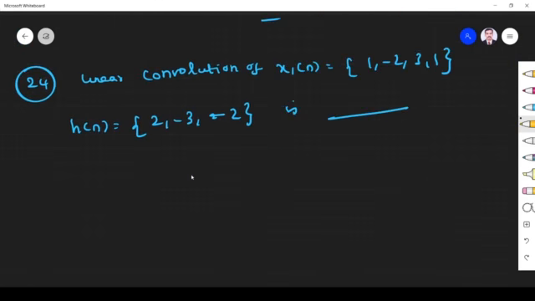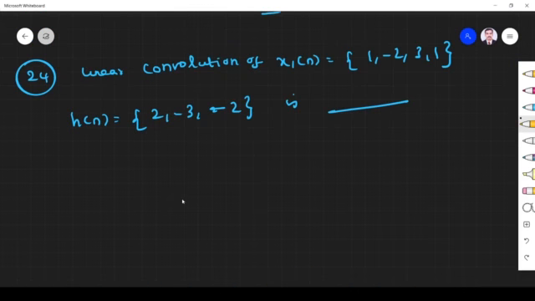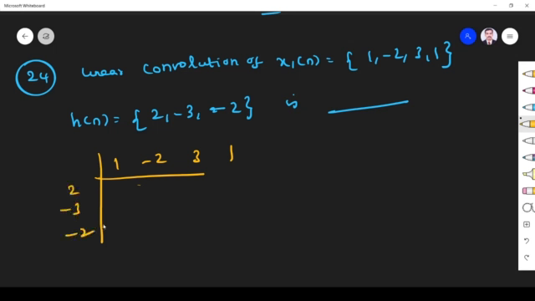Okay, what is the linear convolution of x of n and h of n? So simple, we have to put a table. X of n is 1, minus 2, 3, 1. H of n is 2, minus 3, minus 2. Fine. So if you multiply by 2, take cross multiplication: 2, minus 4, 6, 2. Minus 3 means minus 3, plus 6, minus 9, minus 3. Minus 2 means minus 2, plus 4, minus 6, minus 2. Simplify it, add it simply.